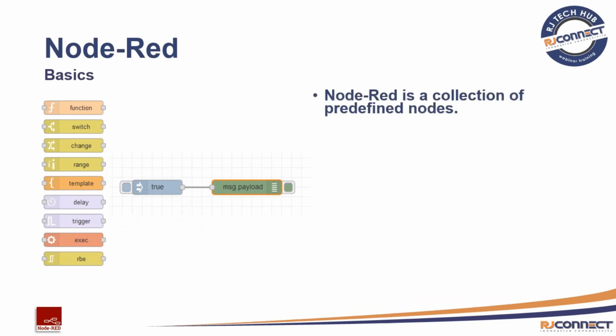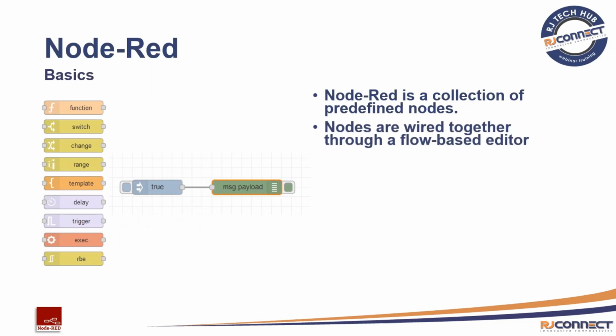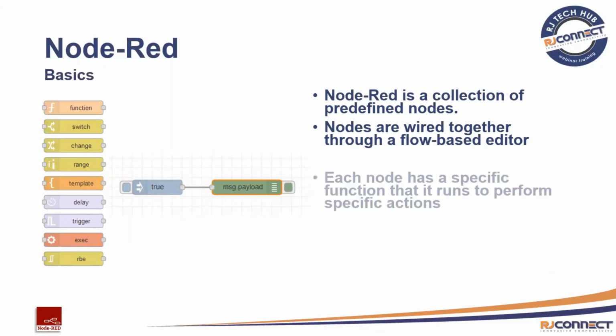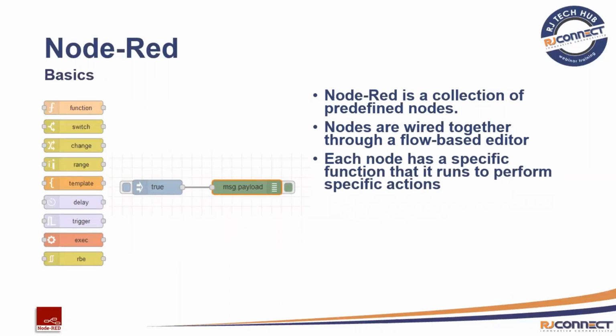So NodeRED is actually a collection of predefined nodes. And these nodes are then wired together through a flow-based editor, making it possible to connect certain services or devices together to give us an application. Each node has a specific function that it runs to perform its actions. So like, for instance, in this example, we've got an injection node, which will inject a true Boolean value into that debug node.